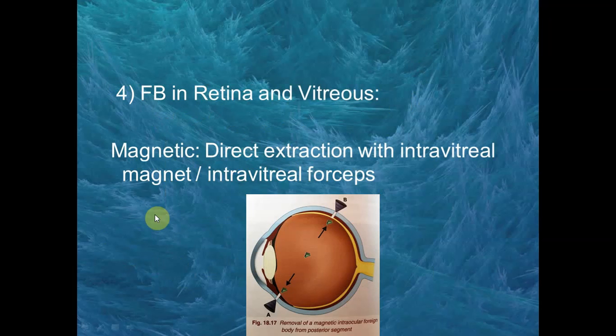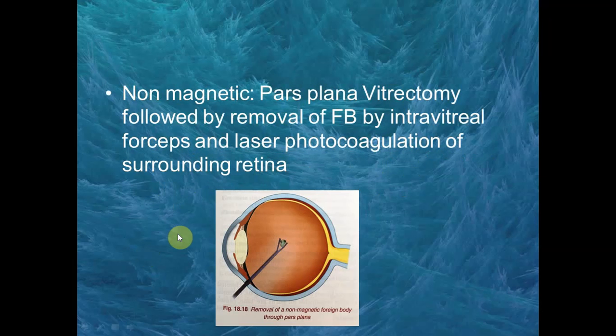If a foreign body is in the retina or the vitreous, and it's a magnetic foreign body, then we can do a direct extraction with an intravitreal magnet or an intravitreal forceps. If it is a non-magnetic foreign body, then we'll have to do a pars plana vitrectomy, followed by removal of the foreign body with the intravitreal forceps. After this, we need to do a little laser photocoagulation of the surrounding retina because it's important that we stabilize the retina, as the retina becomes a little weak once we do a vitrectomy. So stabilization of the retina is done with laser photocoagulation.